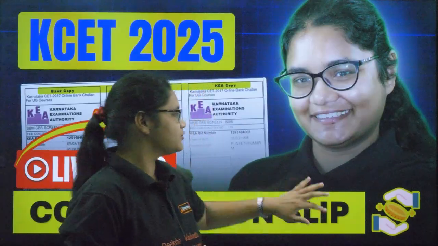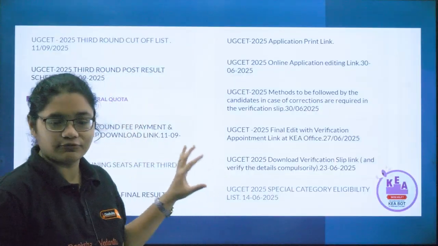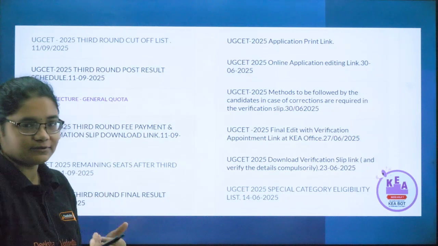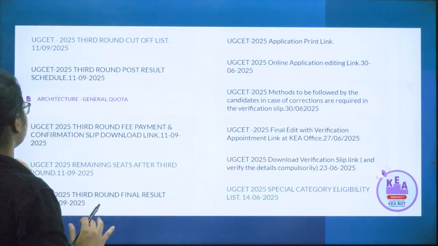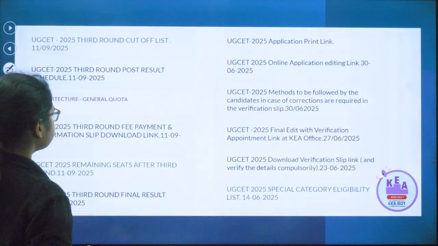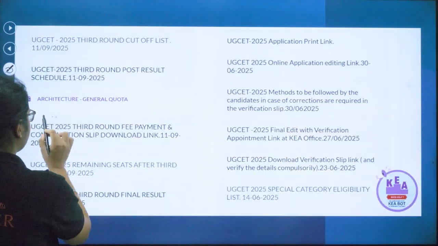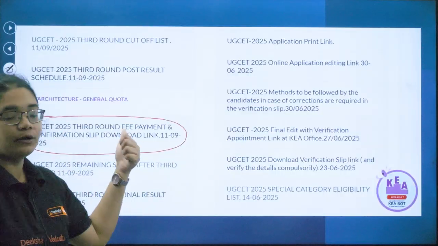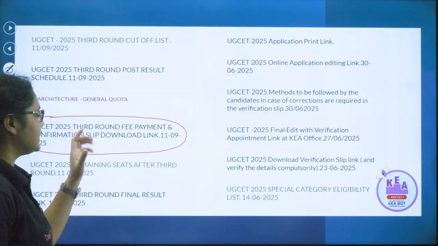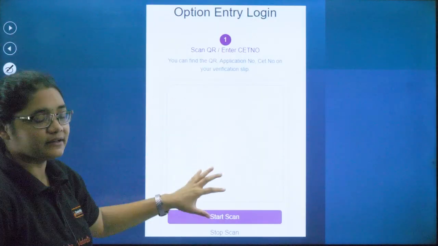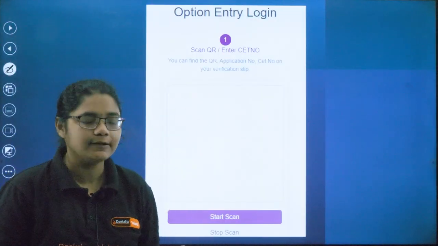First of all, you have to go to the KEA official website, and then you have to go to UGCT, then you have to go to the admission sections, and then if you see this link, which shows here UGCT 2025 third round fee payment and confirmation slip download link, you can click on that. Once you click on this link, you will be directed to this page where you have to log in, right?